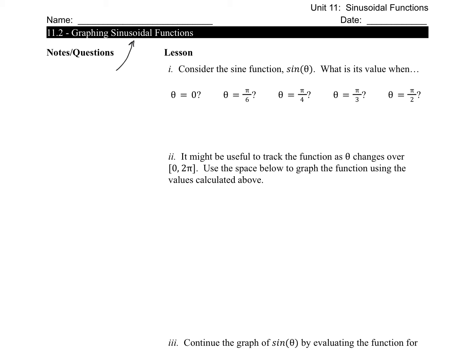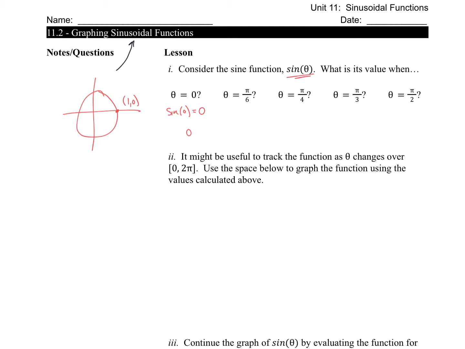So consider the sine function that we've worked a lot with. That's sine of theta. What is its value when? And we'll just take a look at a few of these. These should be some special angles that we're really familiar with. So when theta equals 0, that says sine of 0. And we know that on the unit circle, if we were just to sketch that out really quickly, at 0 radians, that's the point (1, 0), our y-coordinate is 0. So sine of 0 would be 0.